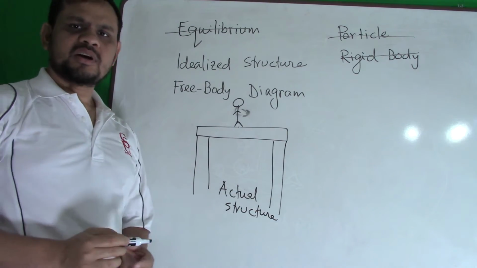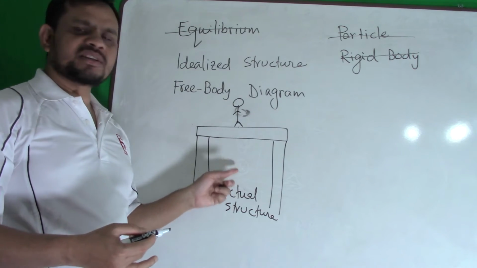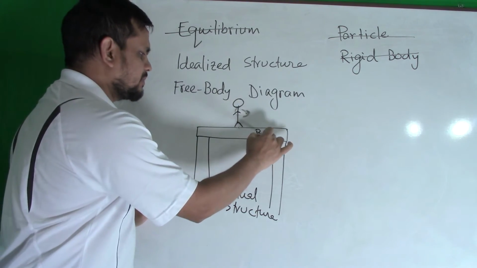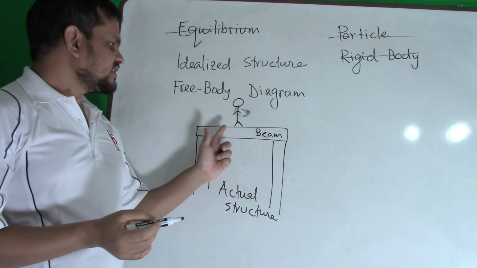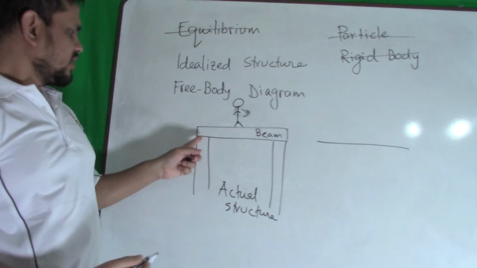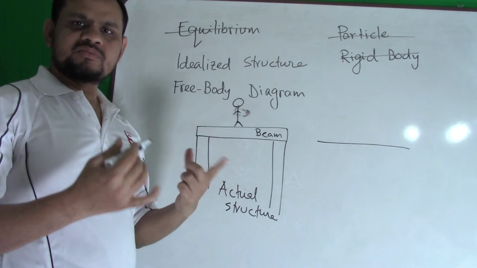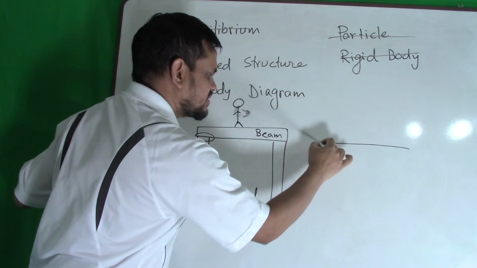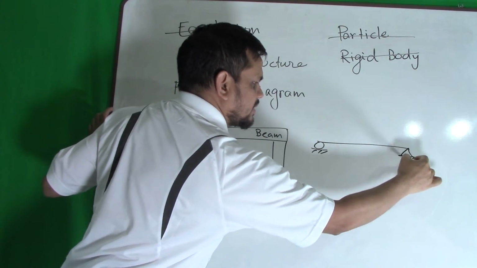Actual structure. But to do the analysis, we need to make some simplification. Say we are concerned about designing this beam. Then what will be the idealized structure of this? So we can draw this. So here the support, the column is support. We will assume the characteristic of this support. Say this is a roller type support. Say this is a pin type support.